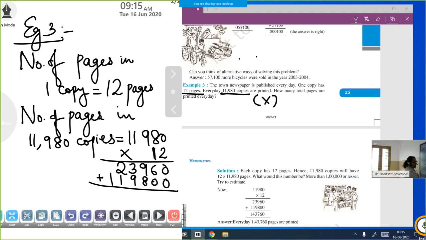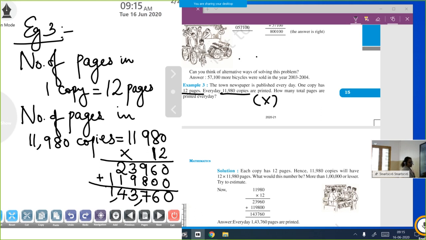Okay, so now we are adding both the product answers. We are getting, teacher got the answer 1,43,760. Put the comma according to the Indian system and write. So what answer did I get?